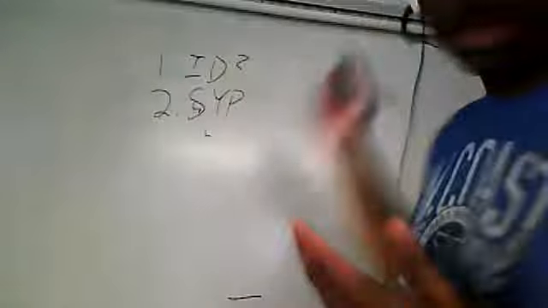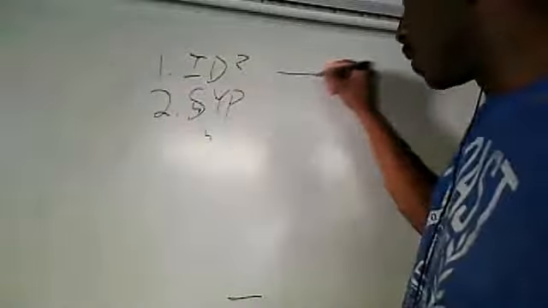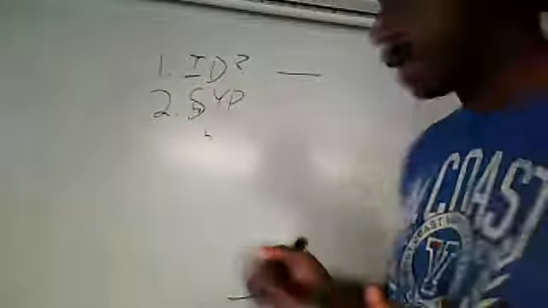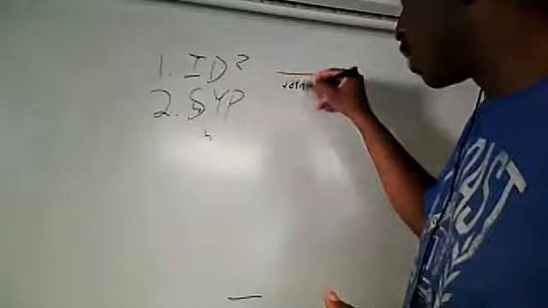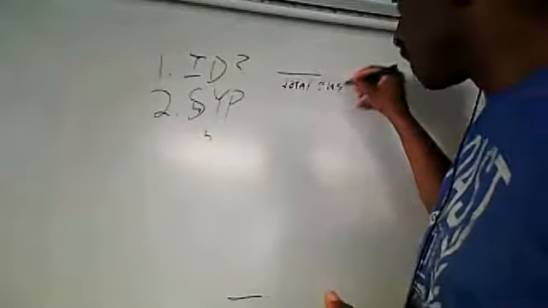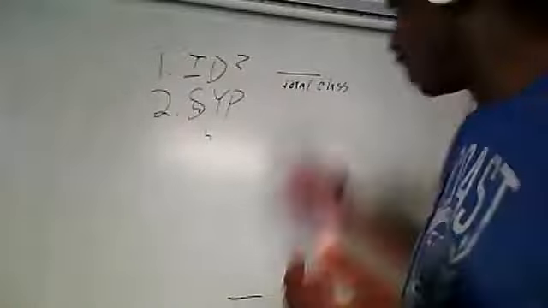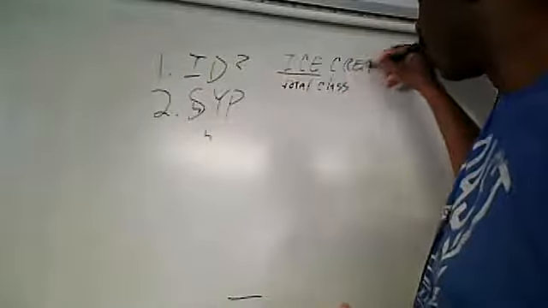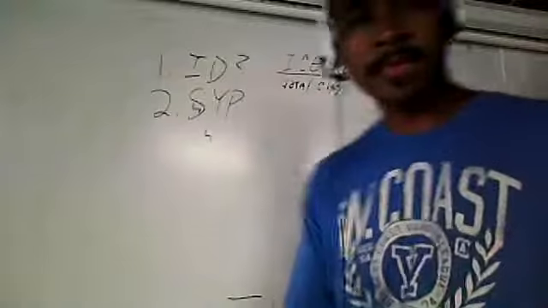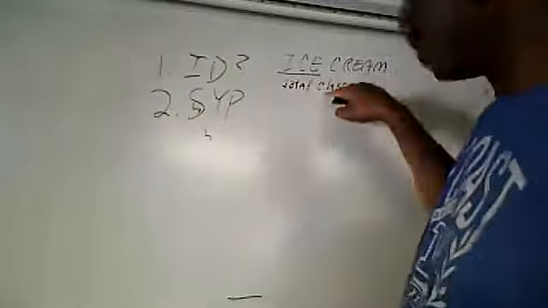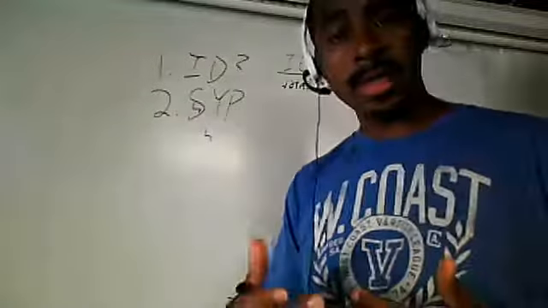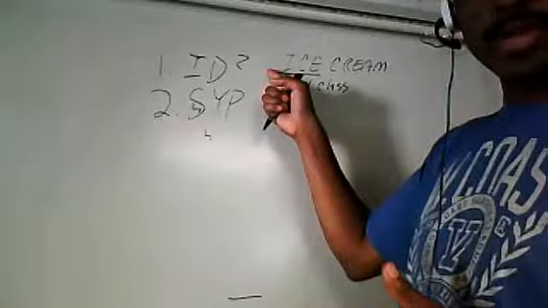So when we hear that word fraction, the very first thing we're going to do is draw a fraction bar, and we want to know what fraction of the class. So down here is going to be the total class, and then up top is going to be ice cream. Okay, so what fraction of the total class chose ice cream? Okay, and then now we're going to state our path with the information that we've been given. How do we get back to answering this question?